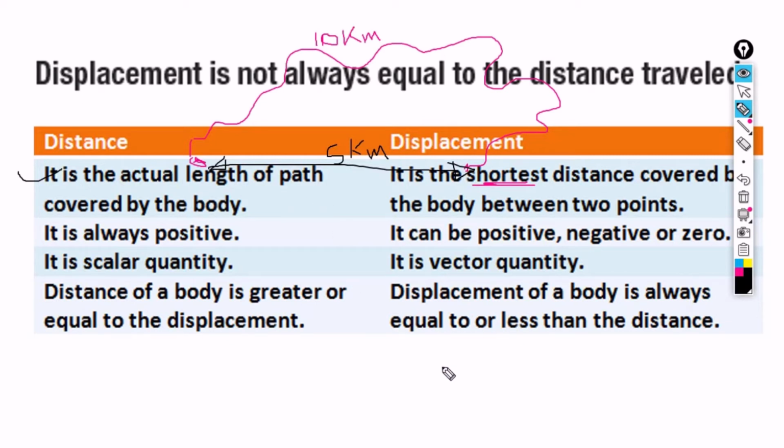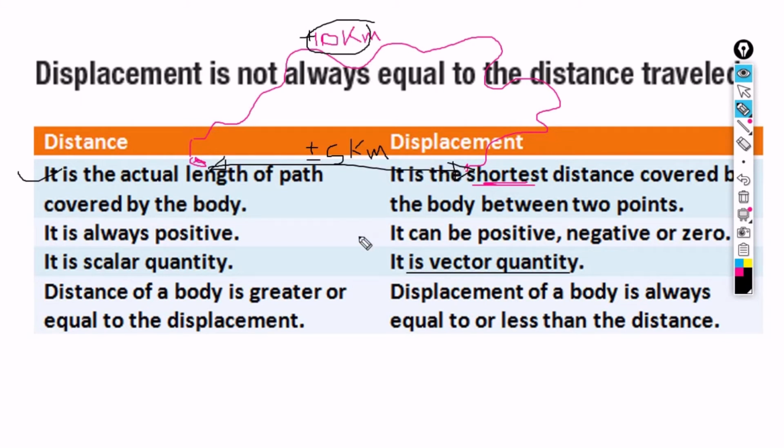Now what about the direction? The displacement is based on direction. It is a vector quantity, which means we have two things: direction and number. This one may be positive or negative, but the distance is all the time positive. We are talking about just numbers. We don't need the direction anymore for distance, but for displacement, we do.